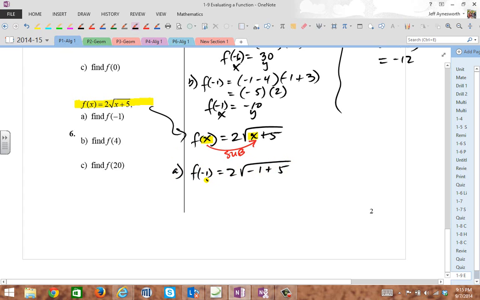Notice how I just substituted it in there, right? And that's the same thing as 2 times the square root of 4. And that's the same thing as 2 times 2, because the square root of 4 is 2. And that's 4.